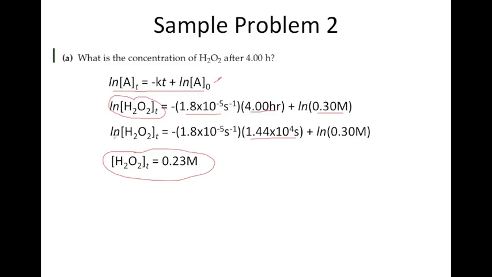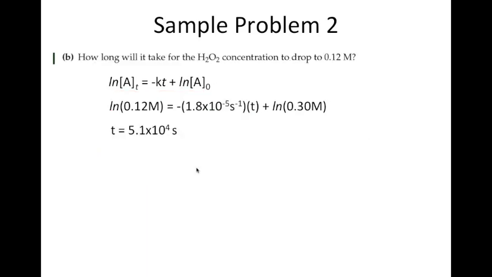Now again, be careful here. This is the natural log, so we need to solve for just the concentration of hydrogen peroxide, not the natural log of the concentration of hydrogen peroxide. And you could also note that the concentration did decrease, which is what we would expect, and the units of concentration are molarity.